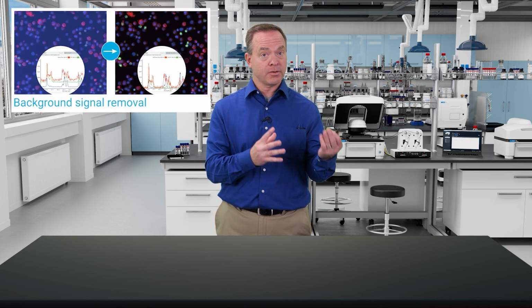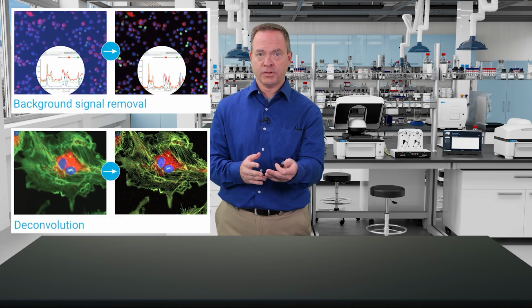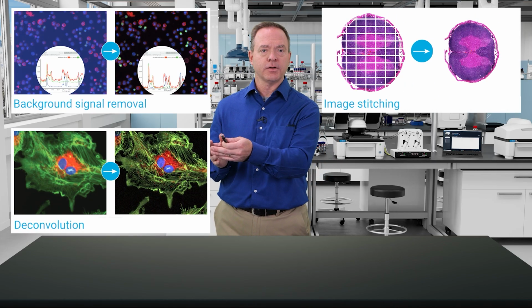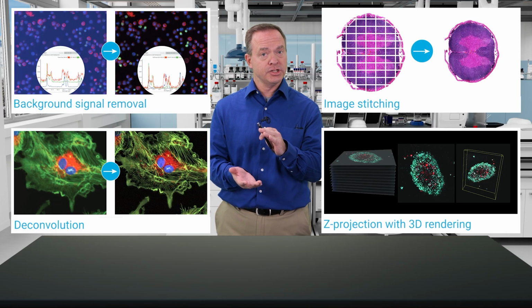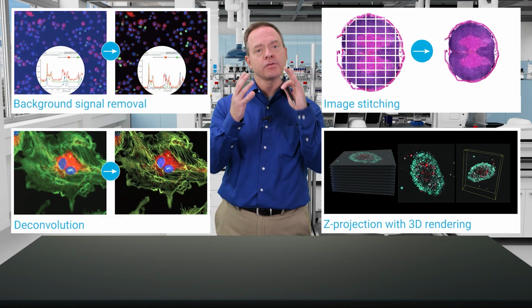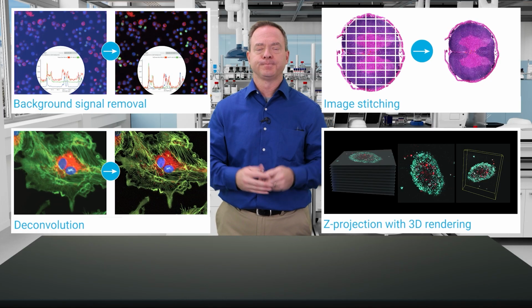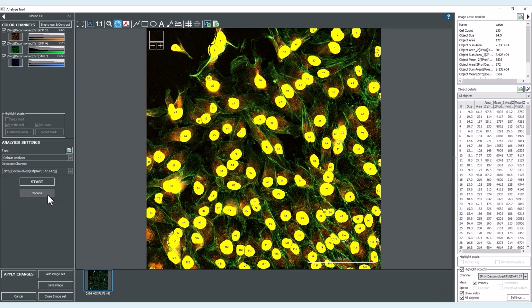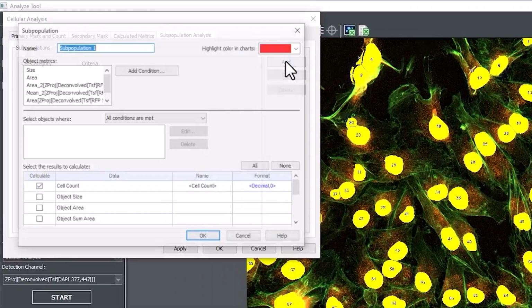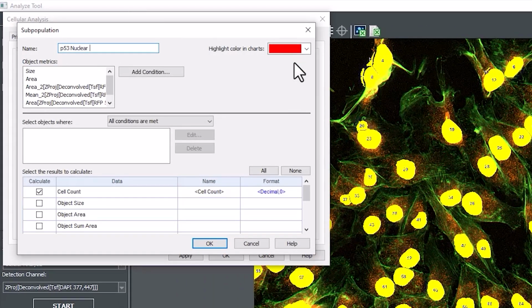Once images are captured, they can then be processed to improve downstream analysis. This can include background signal removal, deconvolution, stitching of image montages, projection of Z-stacked images, or even rendering of a 3-dimensional model. The flexibility of Gen5 also shines when you're ready to perform cellular analysis. A basic cell count and common metrics can be easily generated with default settings. But this is only the beginning.